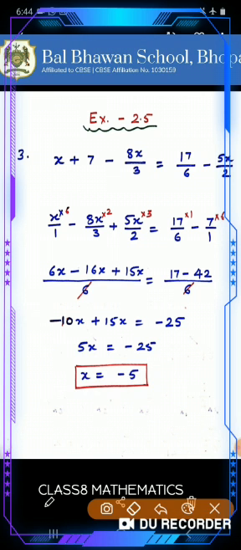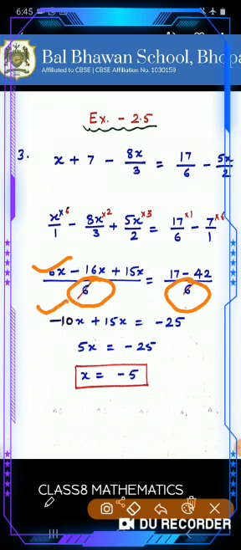Children, you can see that we are getting the same denominator 6 on both sides, so we can cancel them. So here we are cancelling 6 and 6. So we will get 6x minus 16x plus 15x on the left hand side and 17 minus 42 on the right hand side. But when we simplify them, as all these three terms are like terms, 6x minus 16x will give you minus 10x.